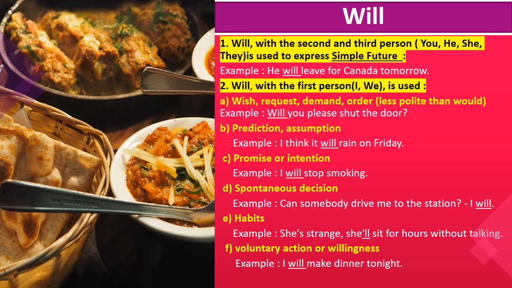For spontaneous decision, for example, can somebody drive me to the station? I will. Habits, for example, she is strange. She will sit for hours without talking. Next point is voluntary action or willingness. For example, I will make dinner tonight. So this is my voluntary action. I am showing my willingness कि आज dinner मैं बनाऊंगी.